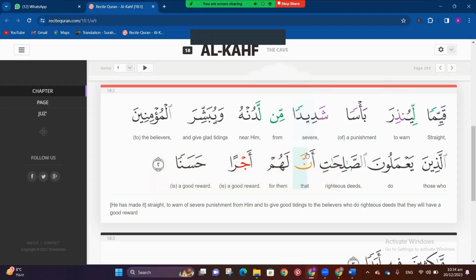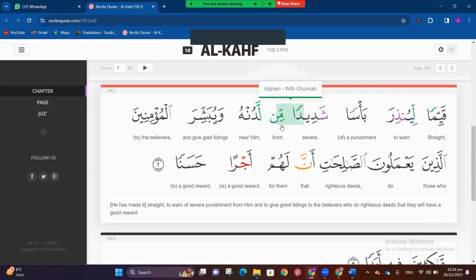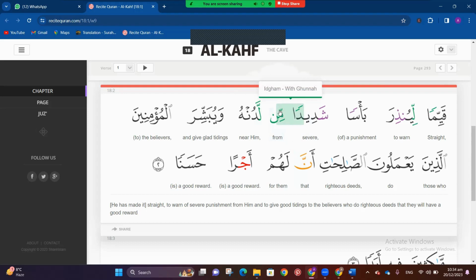And there is another thing happening here as well, which is called ghunna. What ghunna is that we stay for a bit on the m sound here, whenever in the Quran there is this m sound with the tashdid symbol on it. Tashdid is this w symbol.